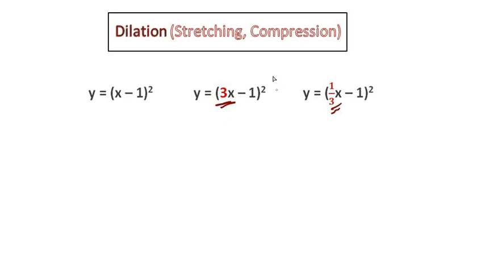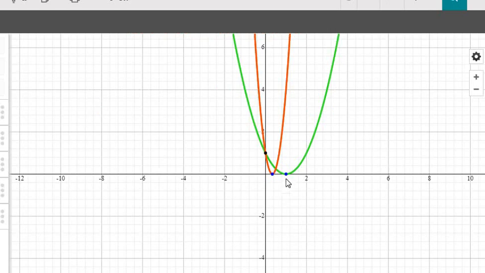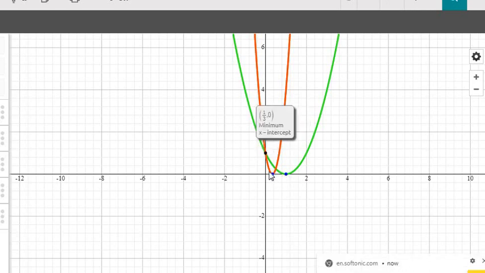Let's see the graph of this one to understand the transformations done on the parent function. This is y1, this is y2, and this is y3. Now this is y1, x minus 1 squared, and this is y2, 3x minus 1 all squared. You can see here that the value of x decreased by a factor of 3.